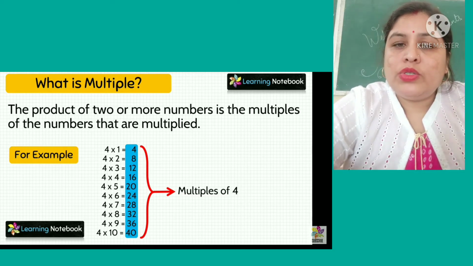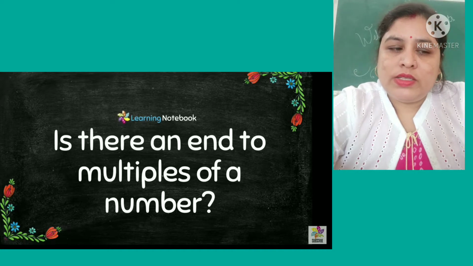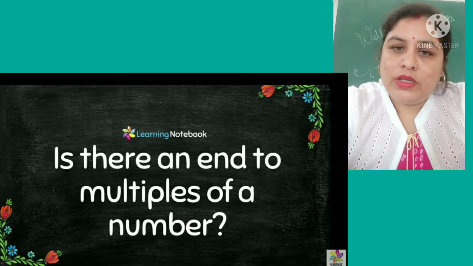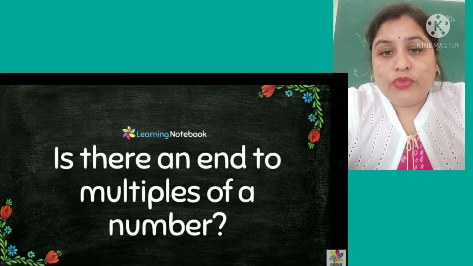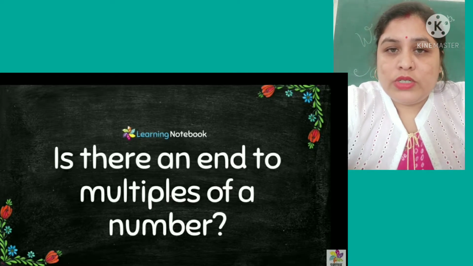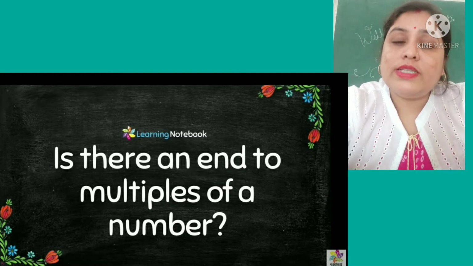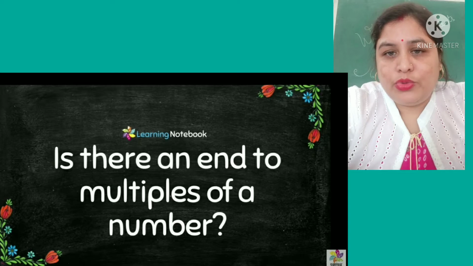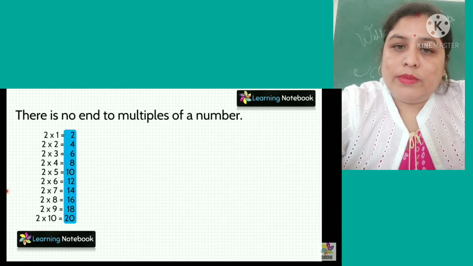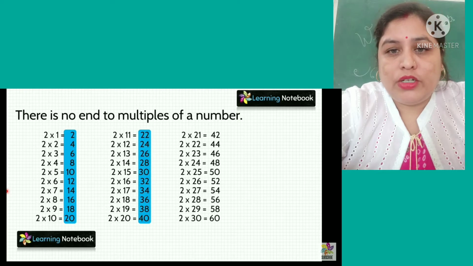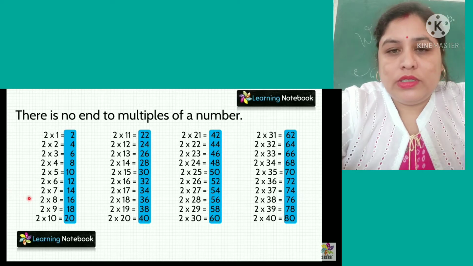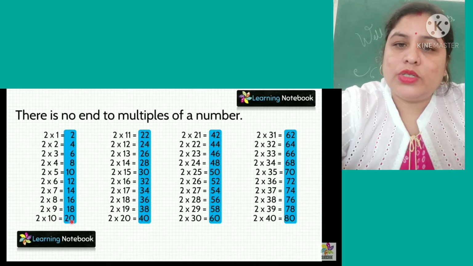Now students, my question is: is there an end to the multiples of a number? Can you find the biggest multiple of any number? Think about it. Can you find the largest multiple, or is there any end to the multiples of a number? My answer, I think no, because I am taking the example of 2. The table of 2 from 2 1s are to 2 10s are 20. Now I am continuing the table of 2, 2 11s are, 2 12s are, 2 13s are, 2 14s are, 2 15s are, and so on up to 20.